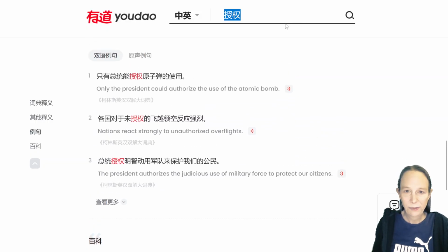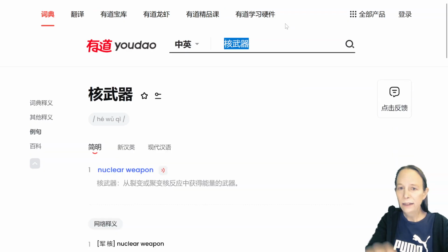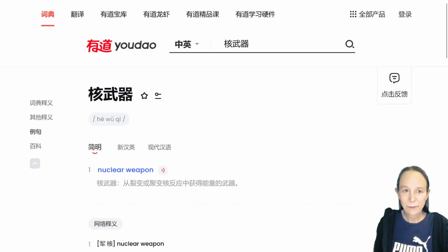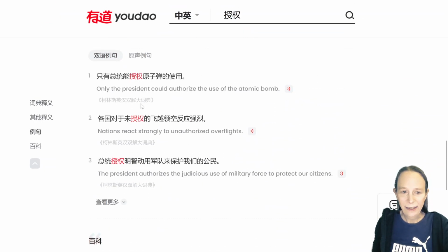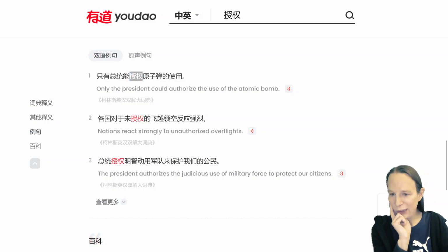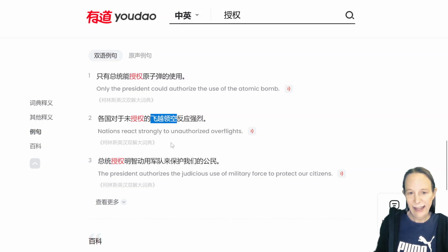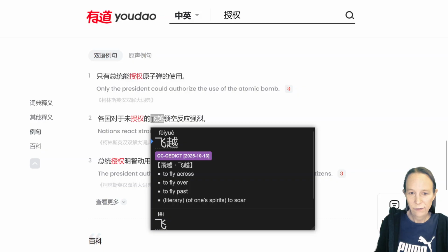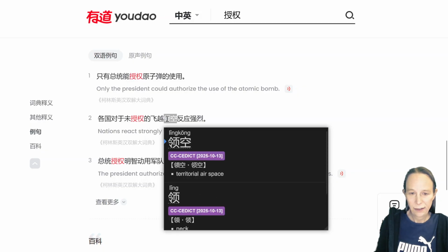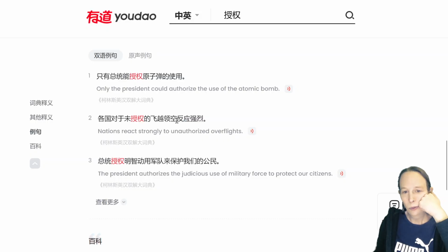Yeah. But normally you might say 核武器, 核武器, nuclear weapons. Anyway, you get the idea. So 授权, so this is confer rights. Literally confer rights. Okay. 各国对于未授权的飞越领空反应强烈. What is this? This is airspace or something. This 飞越领空. Is it like sorties or something like this? Overfly.